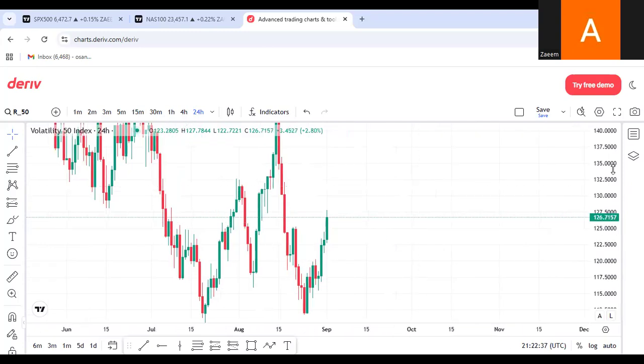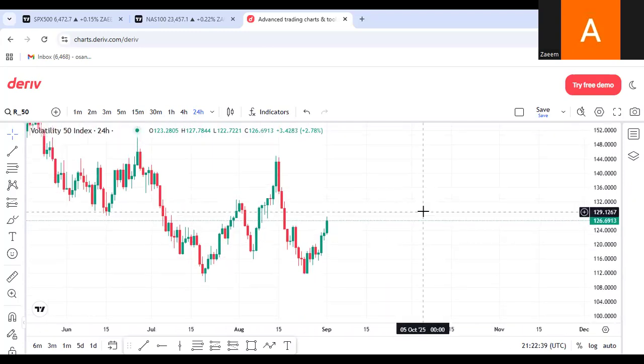From the previous lectures or videos that I posted, I talked about three things you want to see. First, a high time frame level. Second, your time frame alignment. And third, a lower time frame level. In that video, I talked about how you can take the trade off a fair value gap. And that is it. Very simple.